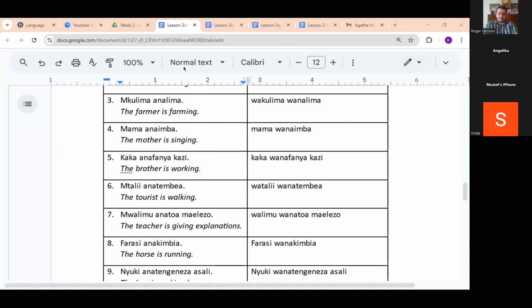Asante kaka Roja. Mama, soma tafadhali kaka Roja. Mama analala. Kina mama wanalala. Vizuri. Asante. Dada Sonia, your sentence.